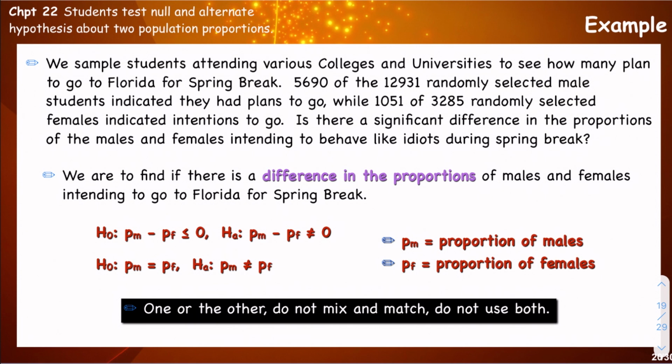5690 of the 12,931 randomly selected male students indicate they had plans to go, while 1051 of the 3285 randomly selected females indicate intentions to go. Is there a significant difference in the proportions of males and females intending to behave like idiots during spring break? Is there a significant difference in the proportions? And so this is asking us to build a hypothesis test. So we're to find if there is a difference in the proportions of males and females intending to go.